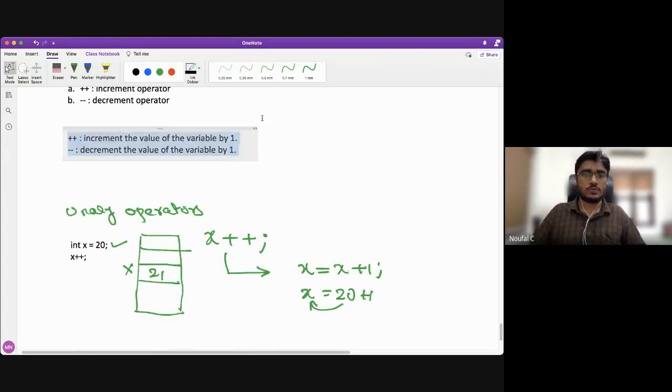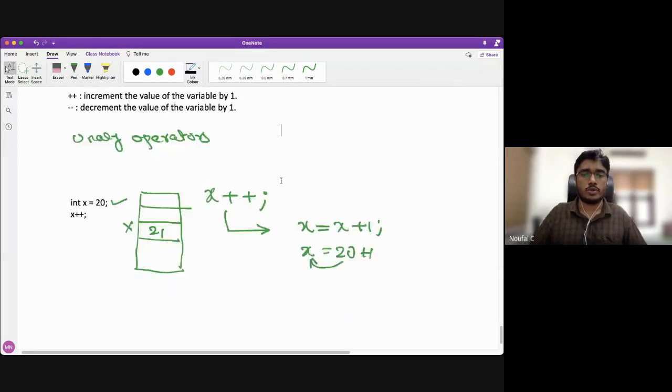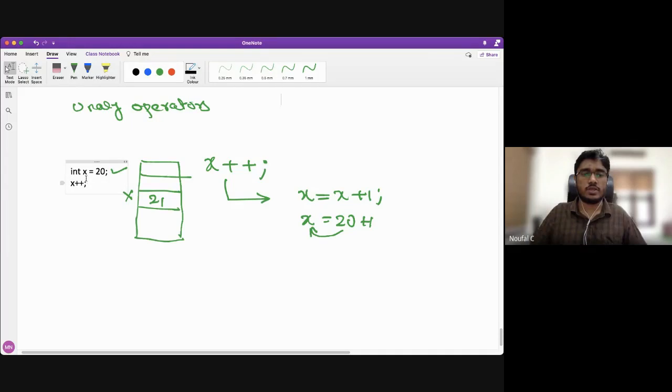So the plus plus will increment the value of the variable by 1 and minus minus would decrement the value by 1, and it is a unary operator. This is an example. If I write int x equal to 20 and then just write x plus plus, the value of the variable will be increased by 1. I can also write it as plus plus x. So x plus plus is the same as plus plus x.